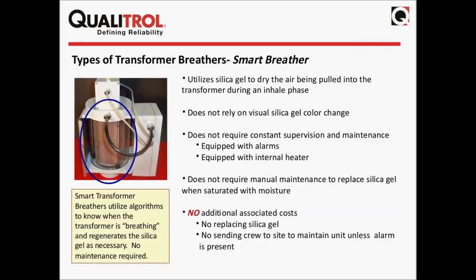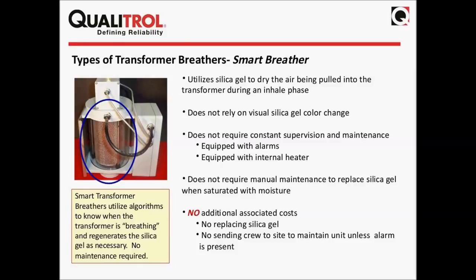Then you have another type of breather, which is called a smart breather. So a smart breather utilizes algorithms to know when the transformer is breathing. So it knows when the transformer is in either an inhale or an exhale phase. And when a transformer is in an exhale phase, there's a heater inside of this type of breather, which I'll show you on a next slide, that will turn on inside of the breather once it hits a certain percent humidity or a certain time.